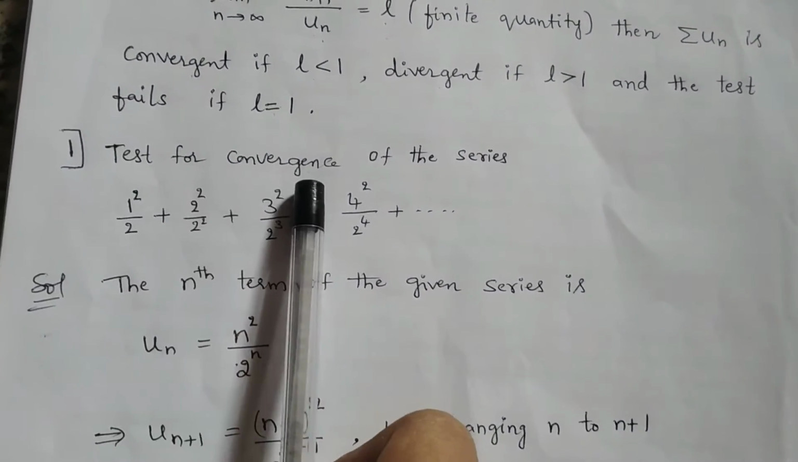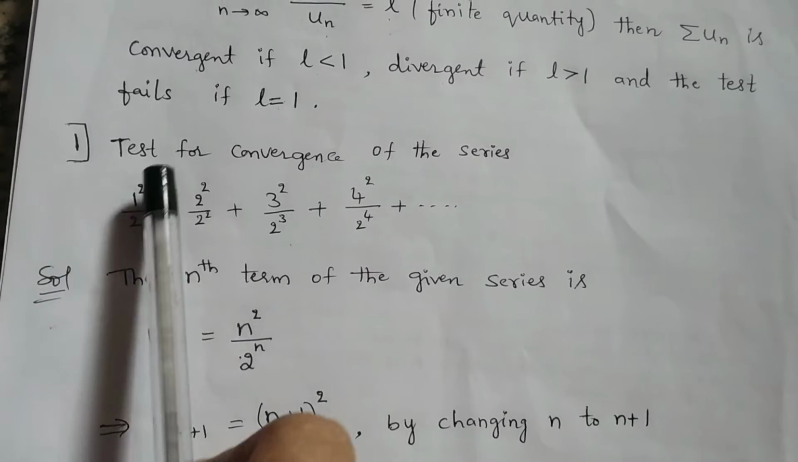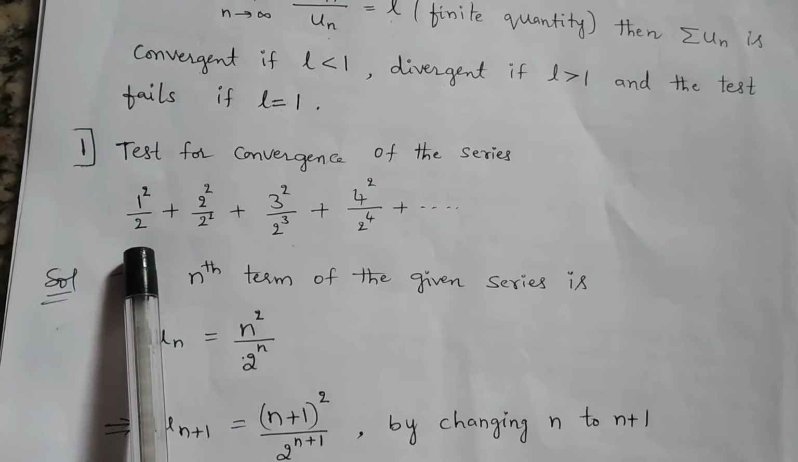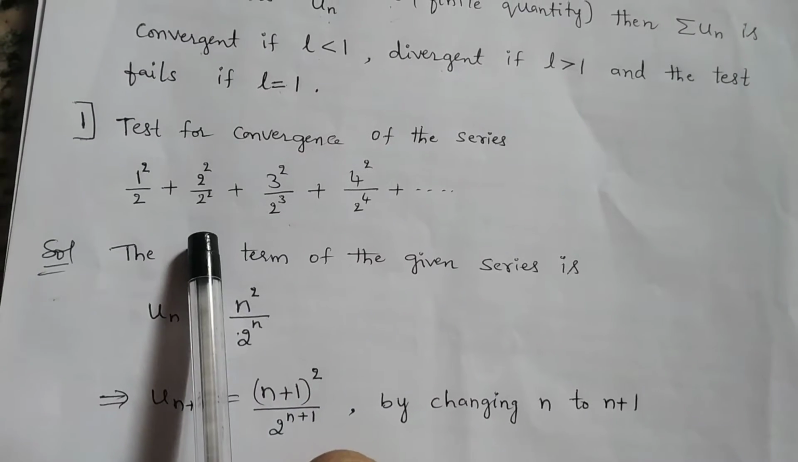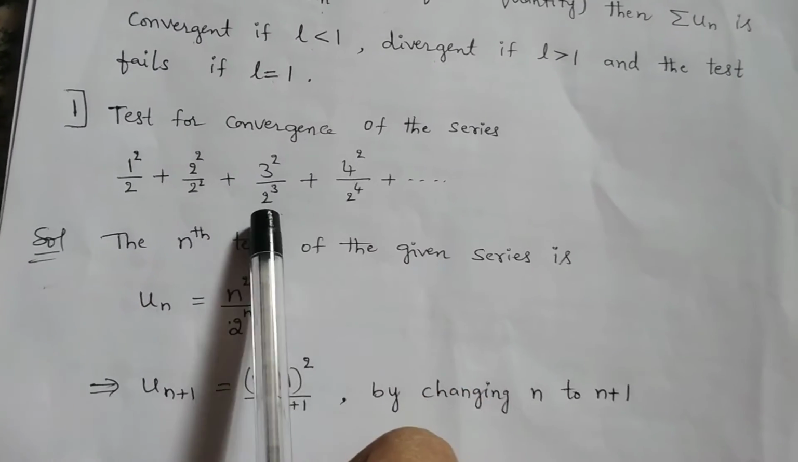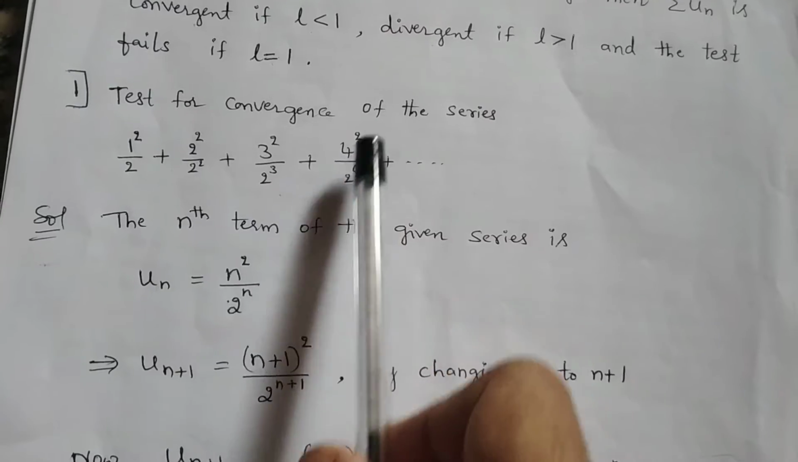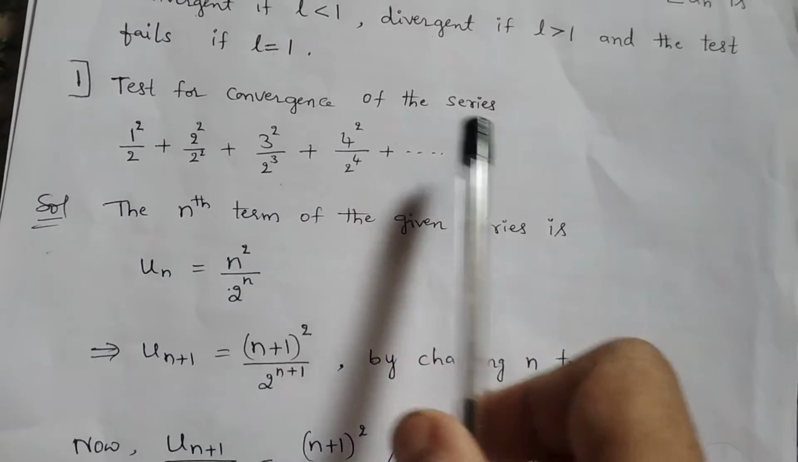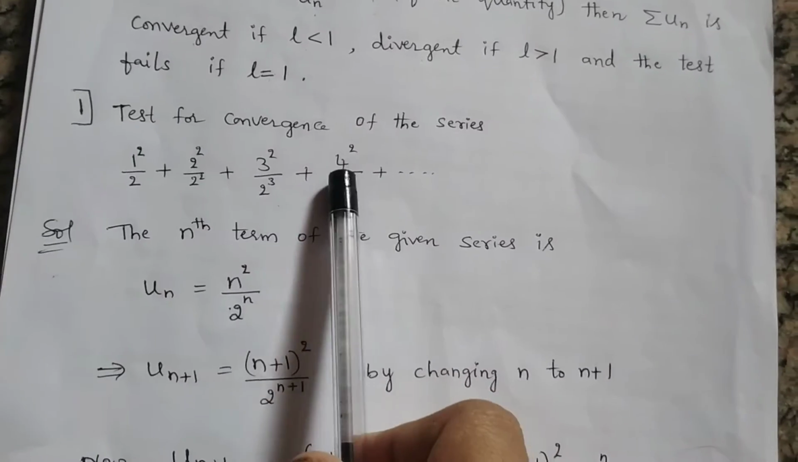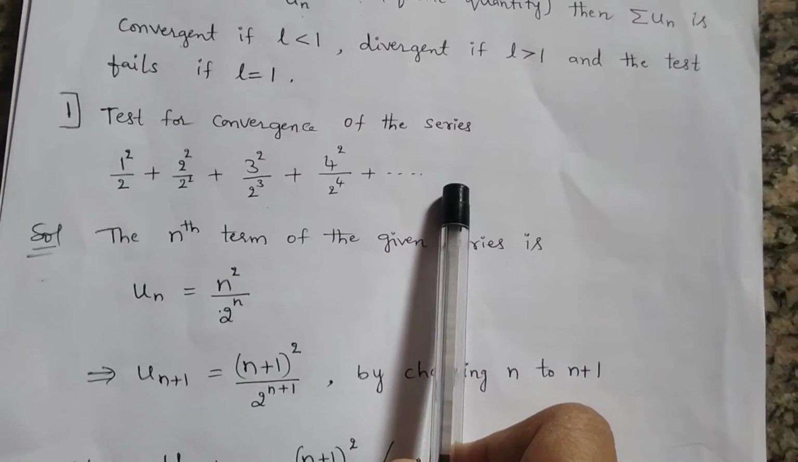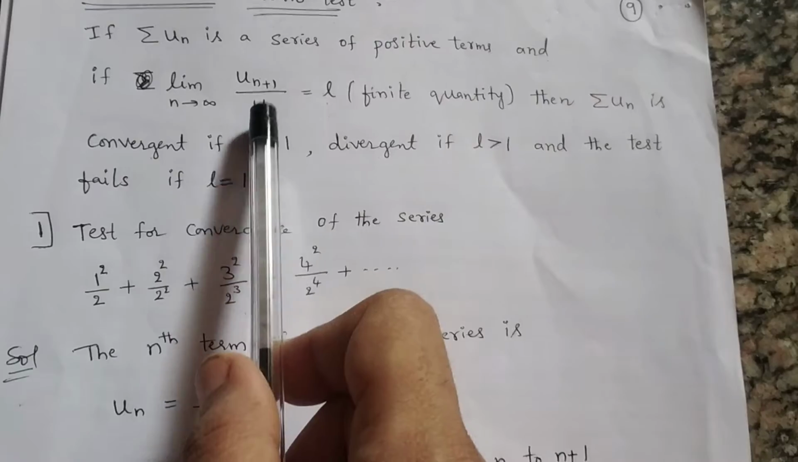Test for convergence of the series 1 by 1 square plus 2 plus 2 by 2 square plus 3 square by 2 cube plus 4 square by 2 power 4 and so on. This is an infinite series. Now observing this infinite series, we need to first identify un according to this test.